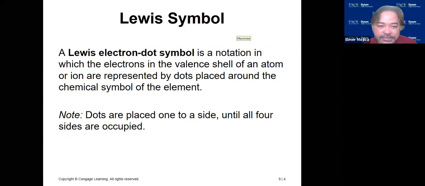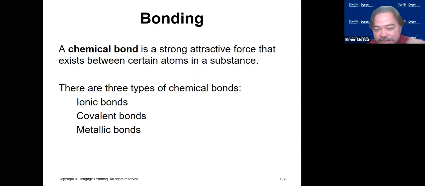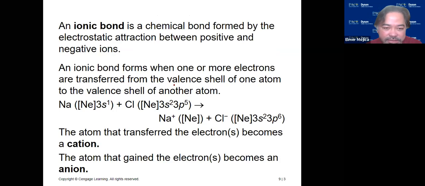Okay, so we started already with ionic and covalent bonding last time. And as I have told you, ionic is for metals and nonmetals, while covalent is for both nonmetals. Chemical bonding is the attractive force that holds the atoms together in a substance. So you have the ionic, covalent. Ionic is metal and nonmetal, covalent is both nonmetal, and metallic is within the metals.